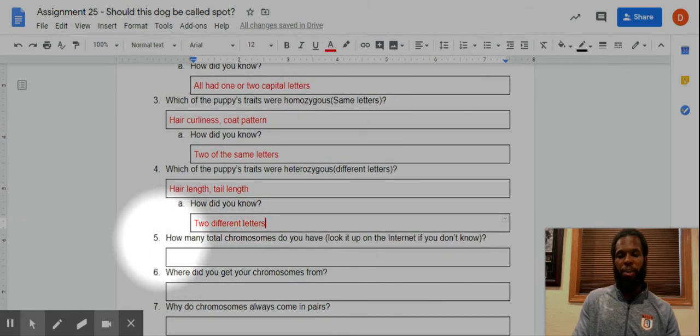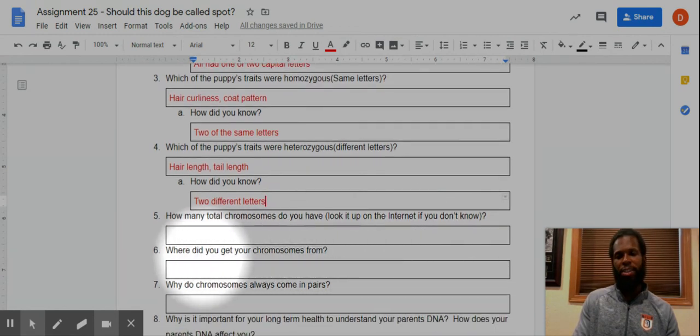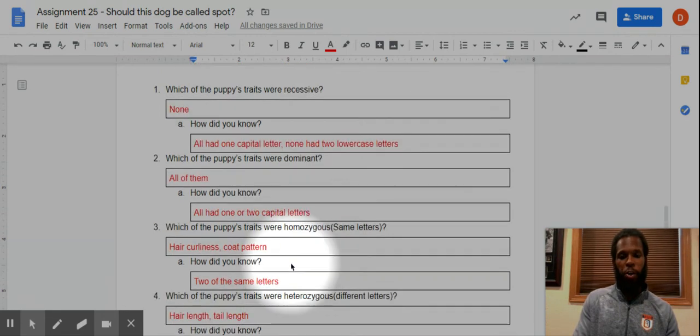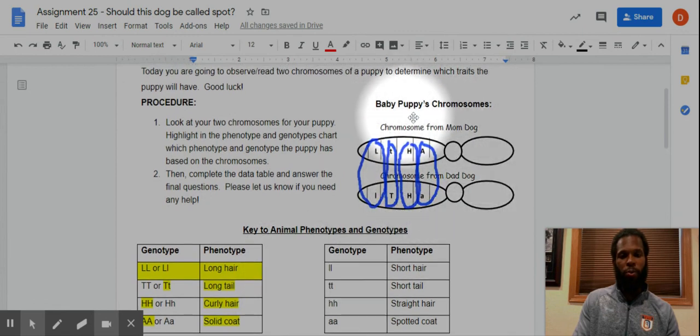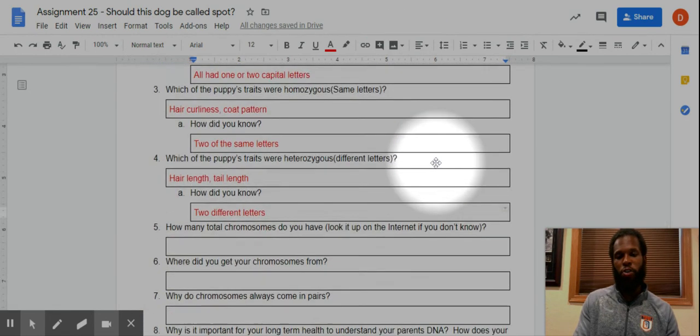Now, question number 5. How many total chromosomes do you have? So each human being, how many do we have? Look it up on the internet if you don't know. Okay, it's on your own. Question 6. Where do you get your chromosomes from? Well, where do you get your DNA from? Where did the puppy get their chromosomes from? From who? From the mom and the dad. So where do you get your chromosomes from?